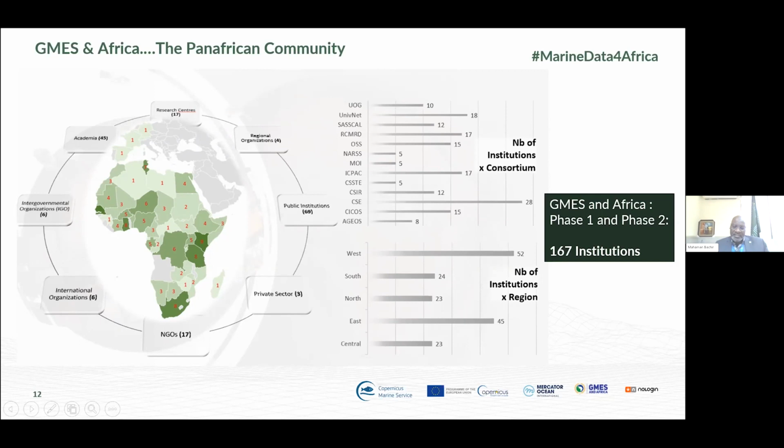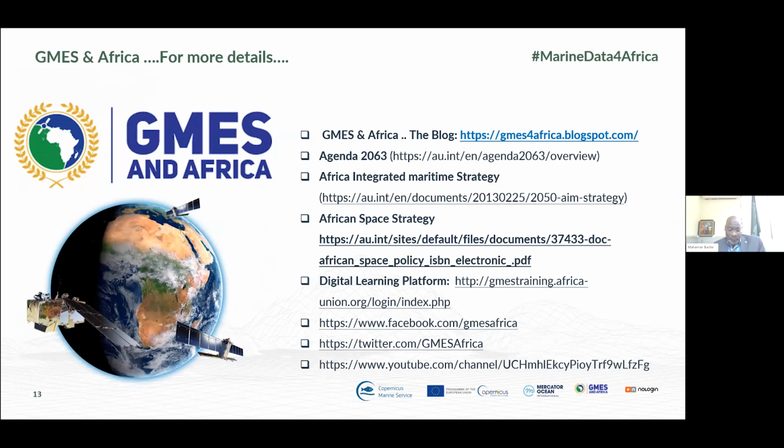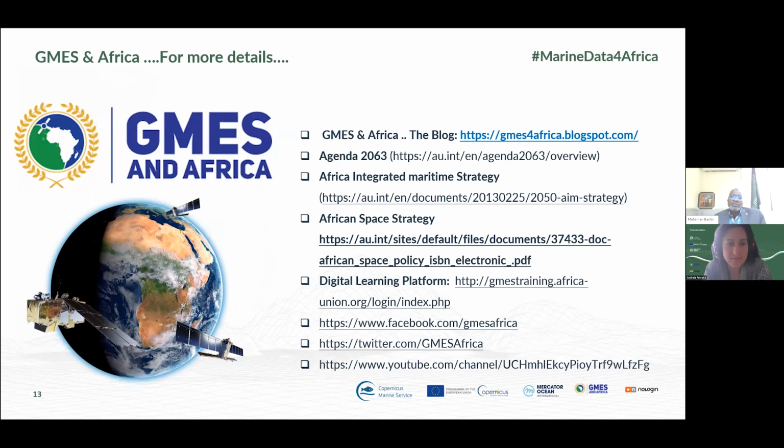We remain available for a lot more details. We put here some links about the blog, the agenda of the African Union, the Agenda 2063, because GMES is implementing one of the aspirations of the agenda. You have the African Space Agency. You have all the links to know more about this program.